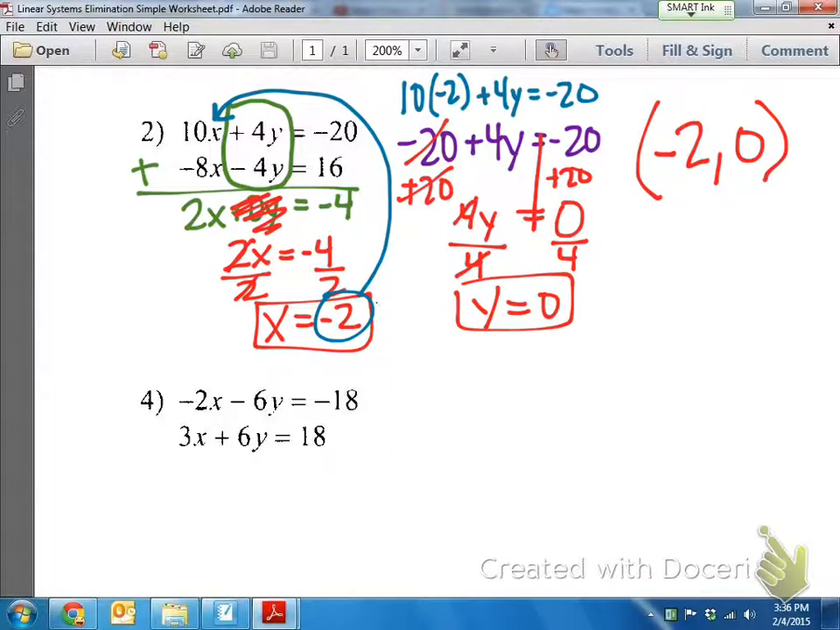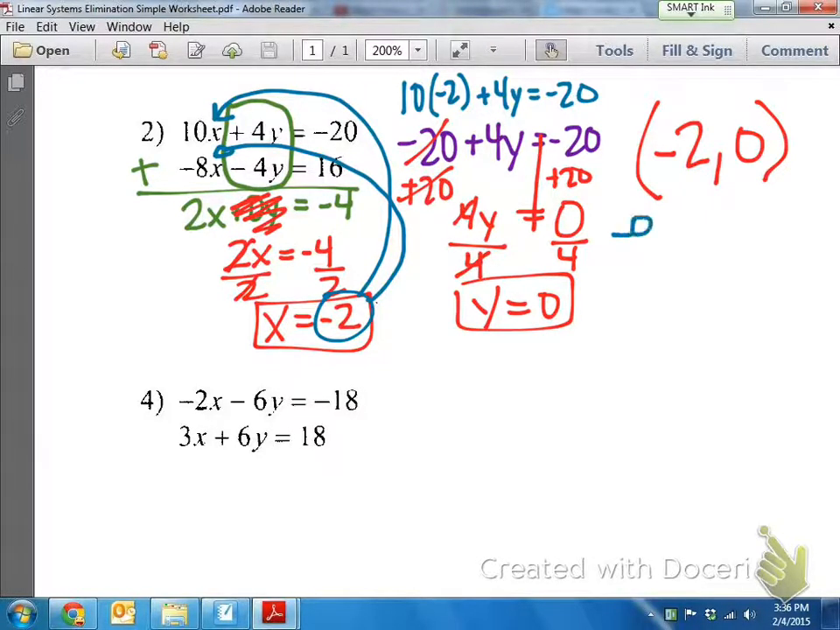So elimination actually has a lot fewer steps, but you have to make sure you have two equations that are all lined up. Notice that the x's are lined up, the y's are lined up, and the numbers are lined up. And you have to have one of the variables be inverses of each other. And like I promised, I'll go ahead and plug it into the bottom equation. We're going to get the same answer. So let's plug it in there.